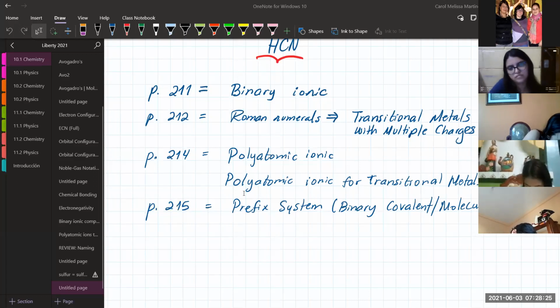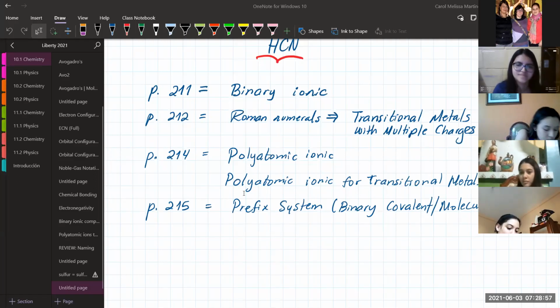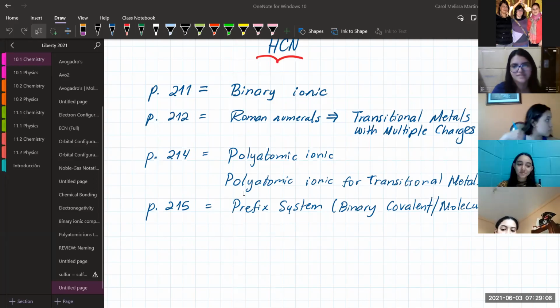Well, not my opinion. I mean, my students ask me these kinds of exercises all the time. But, I don't like this topic. The one from 215, the prefix system, I don't like it. After I teach this topic, people forget everything that I explained before. So they forget how to recognize binary ionic, they forget how to recognize the transition metals, and they want to call everything with the prefix system. Trust me, it really happens more often than I would like to admit.